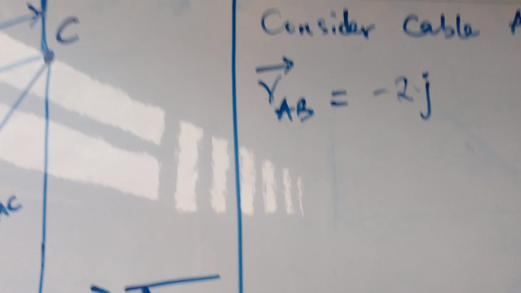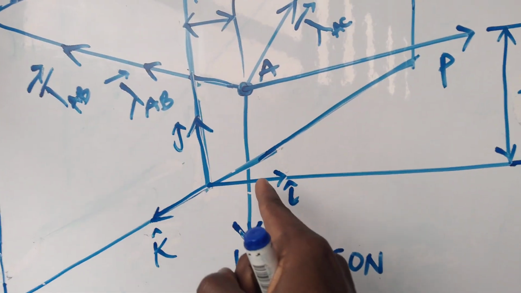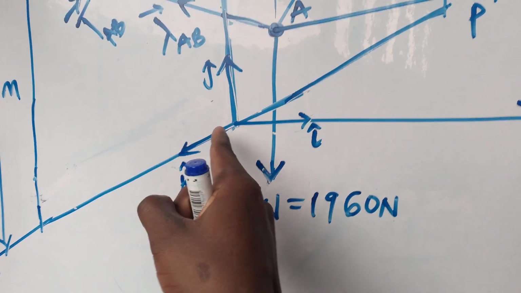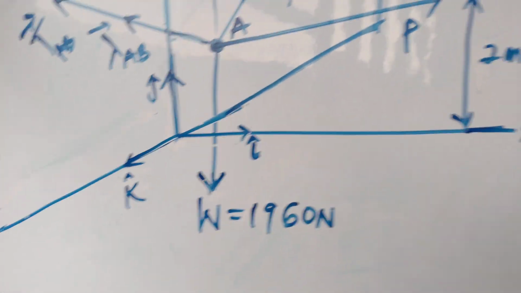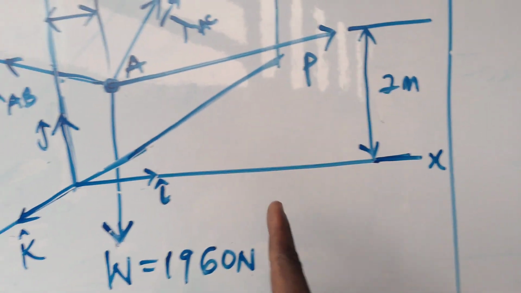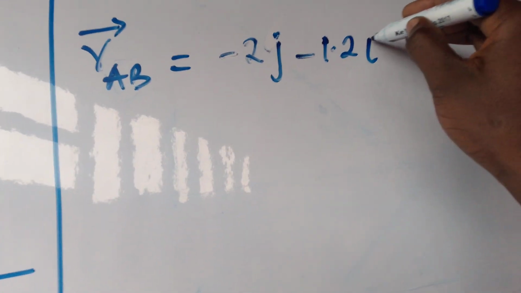Minus 2J, because we are coming downwards. Come down like this, is minus 2J. Then you go like this. You observe the distance here is 1.2. Now you are going against x. If you are going against x, it will be minus 1.2 I.